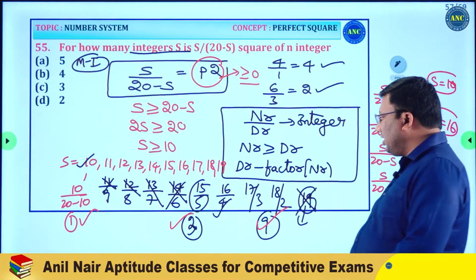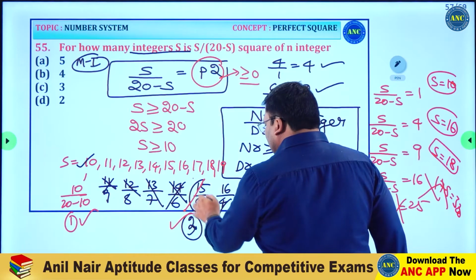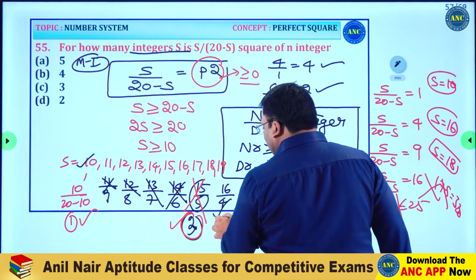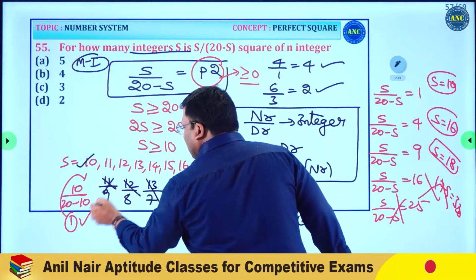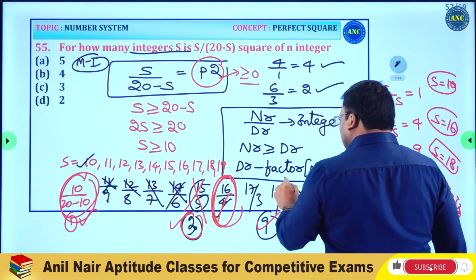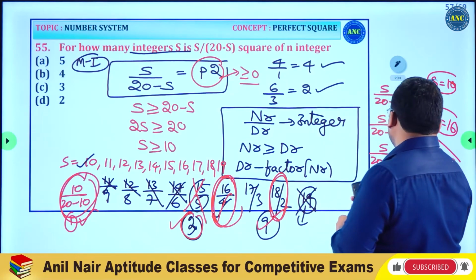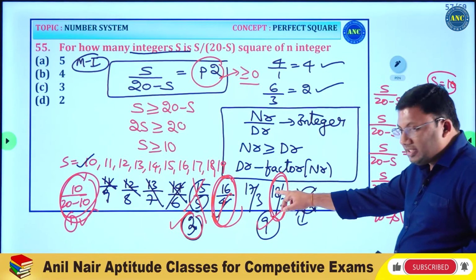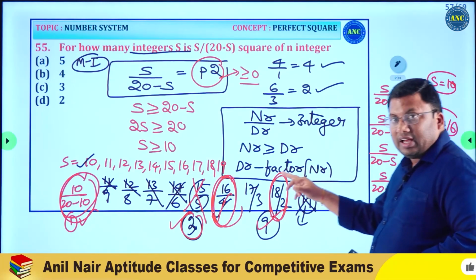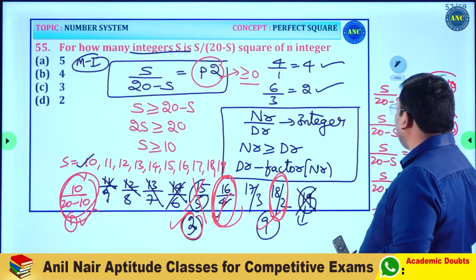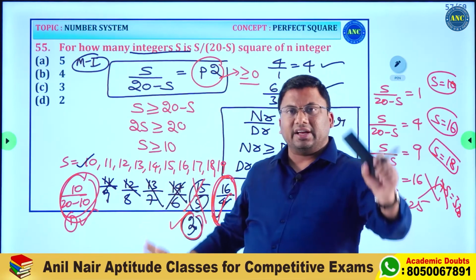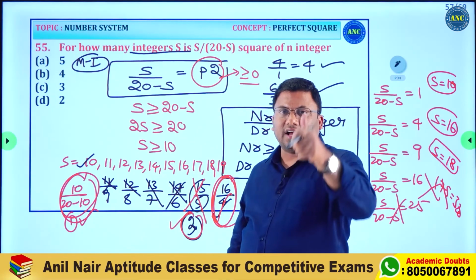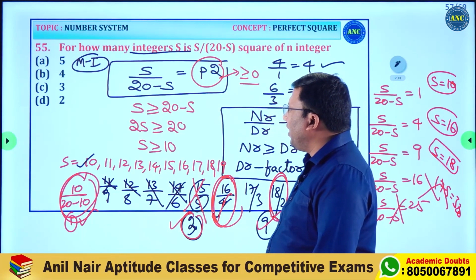I hope it is clear. This is not a case, sir, because 3 is not a square of an integer. This is one case, this is one case, and this is another case. See here, S is 18, we got, S is 16, we got, S is 10, we got. I hope the idea is very much clear. I hope the concept is very much clear.